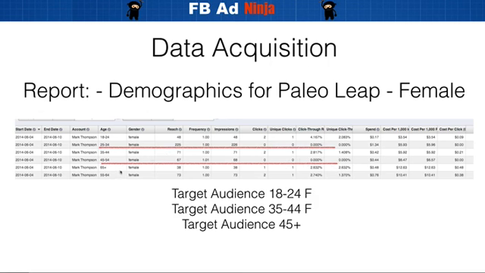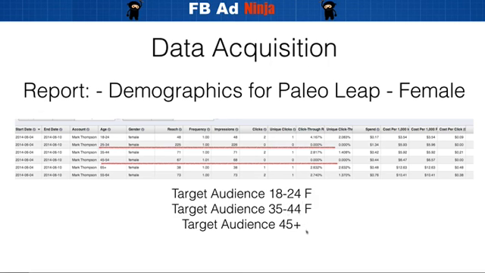65 plus was getting clicks, and 55 to 64 was getting clicks. 38.48 cents, and the 35 to 44 was 21 cents. So what I'm going to do is run 3 ads. I'm going to target 18 to 24, 35 to 44, and 45 plus.